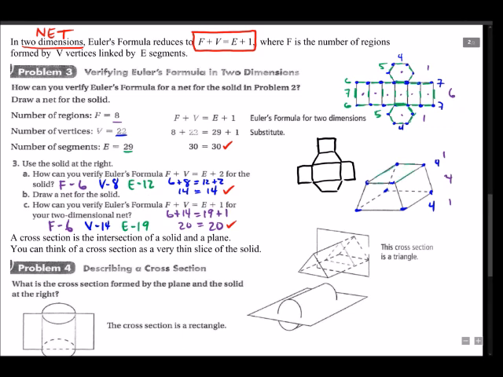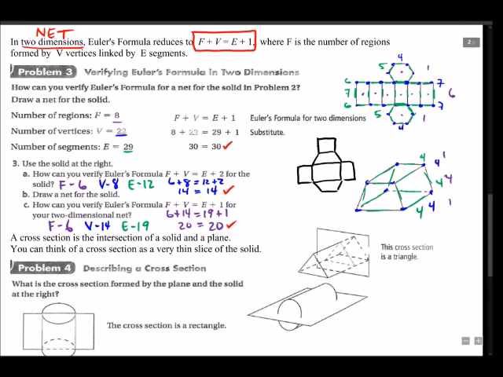And edges, again, I'm going to start around the top. 1, 2, 3, 4 around the top. Now I'm going to go around the middle. 1, 2, 3, 4 around the middle, and then around the bottom. Just work my way around. 4 more, that gives me 12. Write Euler's formula, substitute in, and 14 equals 14. So we did good. On the next problem, it said draw a net.